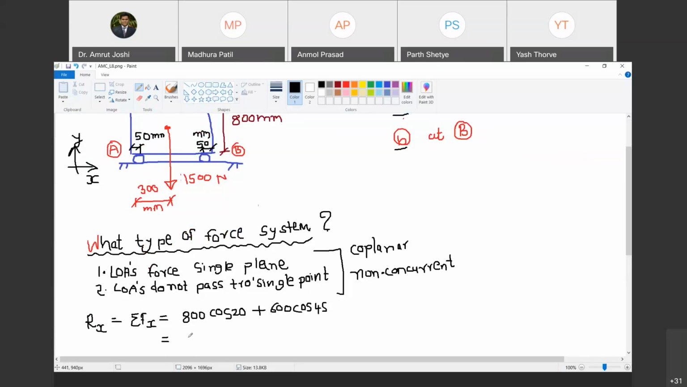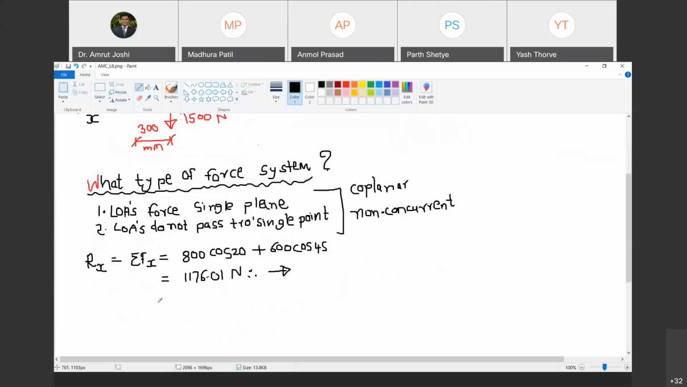Calculate and tell me. Ensure that your calculator is in degree mode. So it is 1176.01 Newton. And as it is positive, it is directed along the positive x-axis, therefore towards the right. Are you with me? Yes, sir. Now quickly tell me what is Ry.